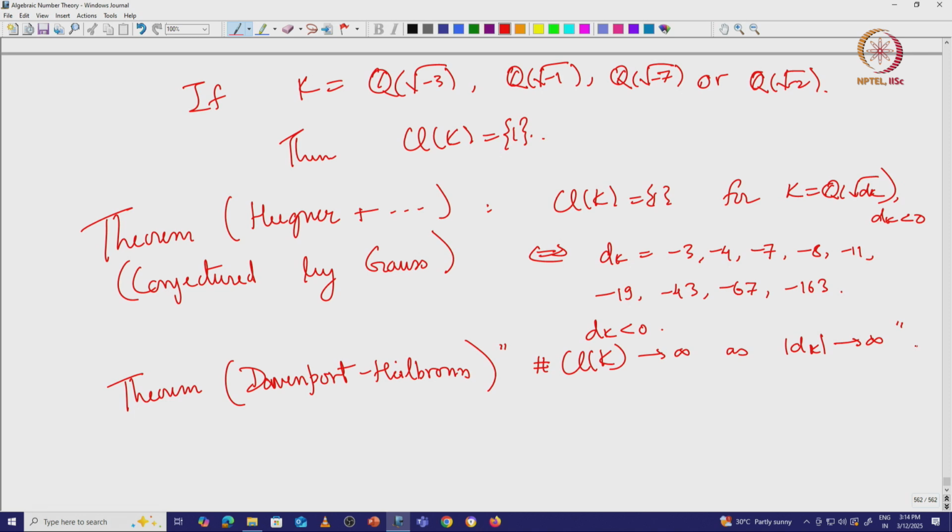There are more precise versions of this. Okay. So, unlike for real quadratic fields where you expect infinitely many real quadratic number fields with class number 1, it is known that this is not the case for imaginary quadratic fields, and in fact the class number keeps increasing as the mod of the discriminant keeps on increasing. Okay.